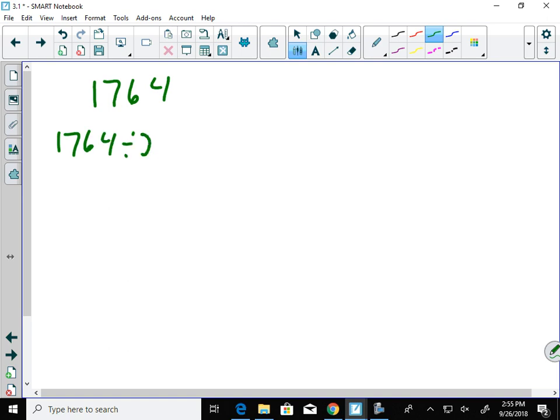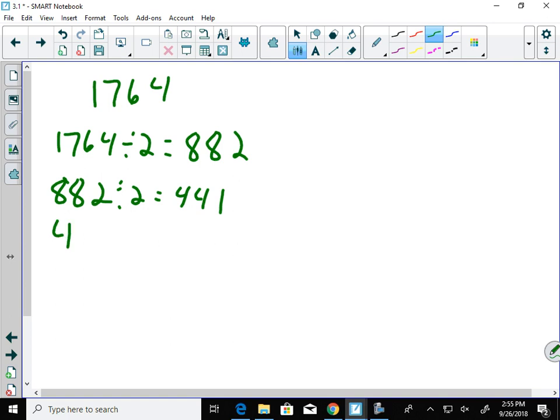I'll do this one through repeated division. So 1764 divided out. So basically, when there's a decimal, you just say, no, it's not. No, not a decimal, just watch. 882. 882 divided by 2 would be 441. 441 divided by 3 is 147.